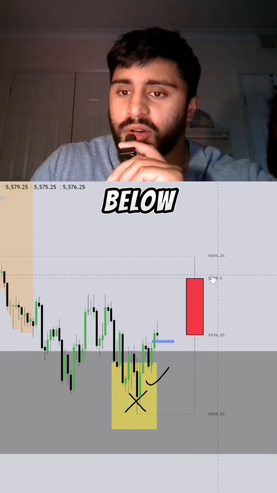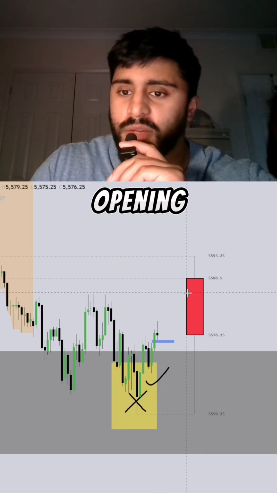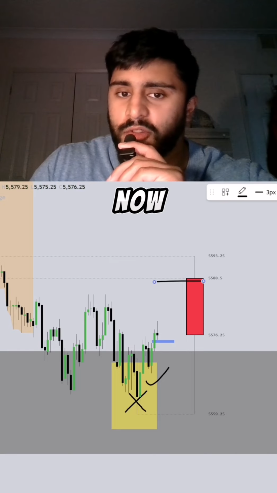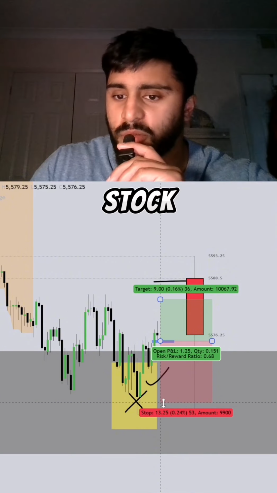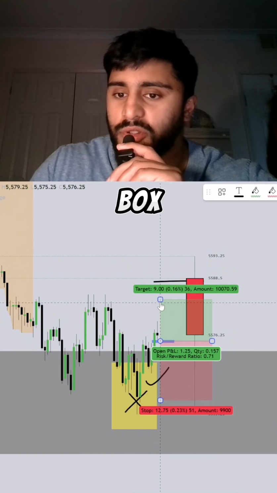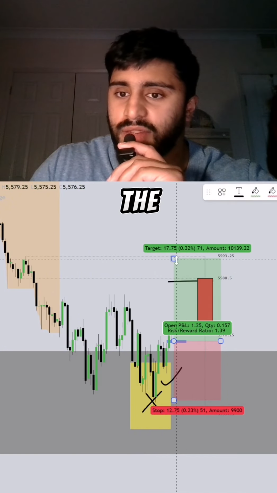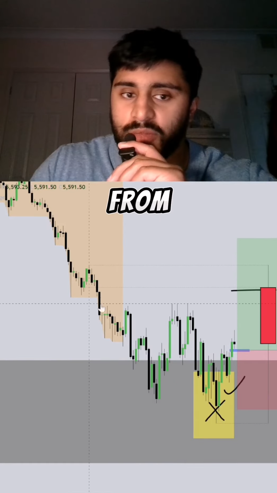Notice how we're also below the daily opening price, right? So the daily opening price is over here. And now from here, we can take a long position from this fair value gap. We can comfortably keep our stop loss near this yellow box over here. And we can simply target the fair value gaps resting over here from the Asian session.